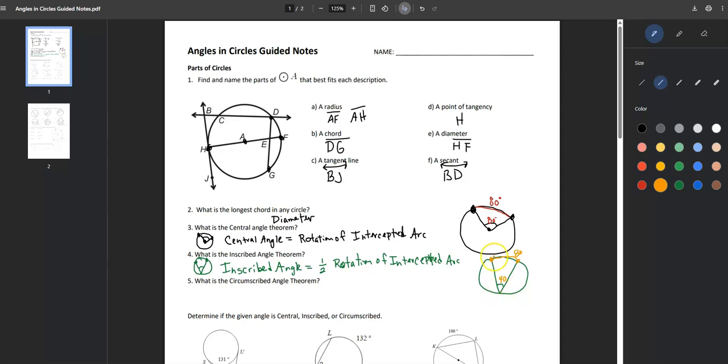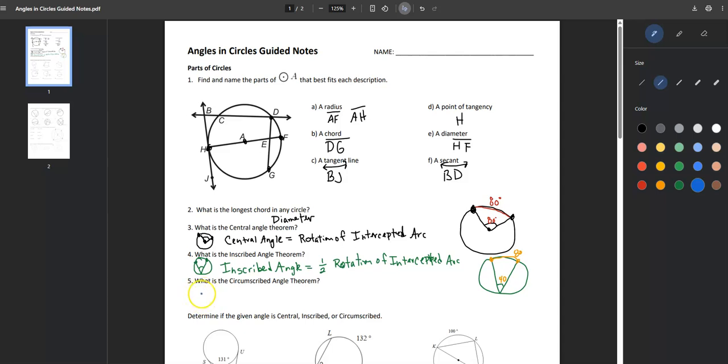So if we kept the rotation the same on the arc and put this point in the center, it'd be 80. So the central angle is going to be equal to the arc, but the inscribed angle is going to be half of that arc. Okay? These two are pretty important to remember.